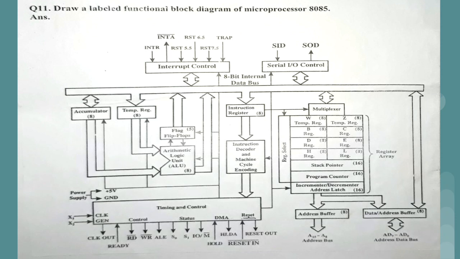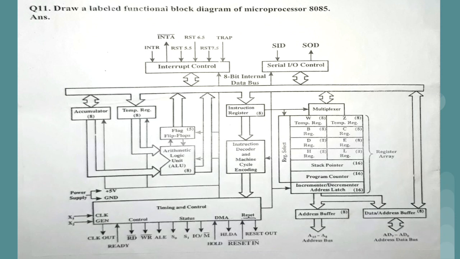From the left-hand side I am starting. We have the accumulator, which is 8-bit. Then we have the temporary register, and these two sections are connected to the ALU, the arithmetic logic unit. And to this arithmetic logic unit we have a flip-flop also, that is the flag register. We have seen we have a total of 5 flags. This is the reason why, if you see the square bracket of flag flip-flop into round bracket, they have given 5. Why 5? Because we have 5 flags.